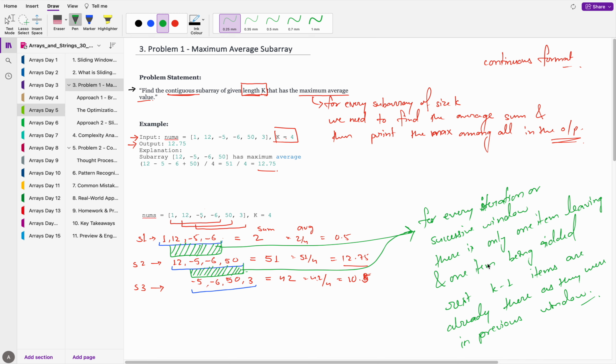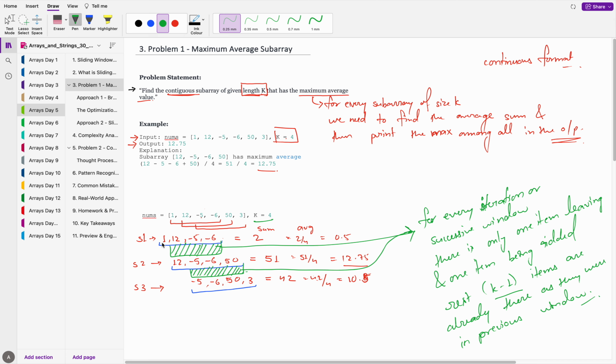People, think about it. How much overlap is there? The size of k is 4, right? There is an overlap of 3. Here again 3 items are getting overlapped. That's why k minus 1 items are already there. So why are we recalculating their sum again and again? Don't you think it isn't making much sense, correct?